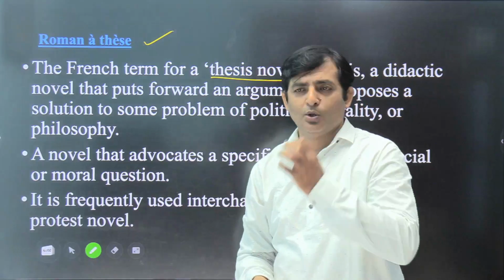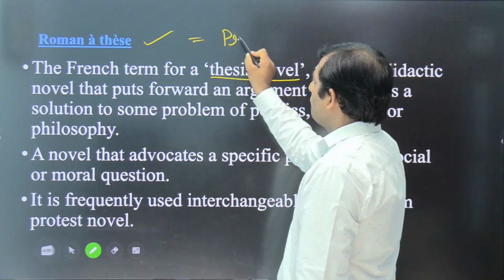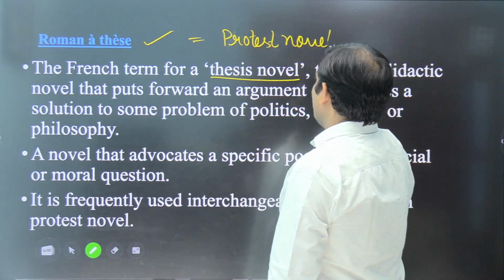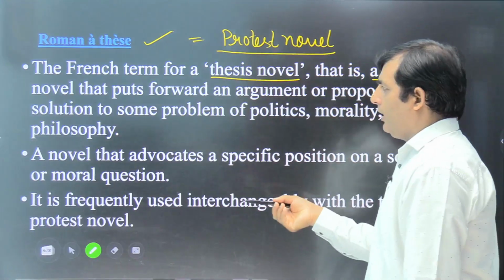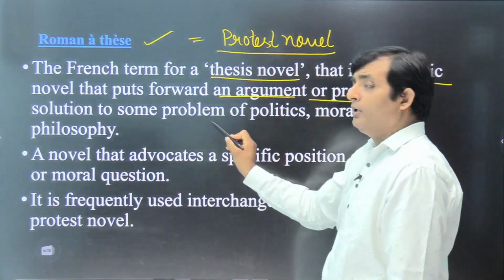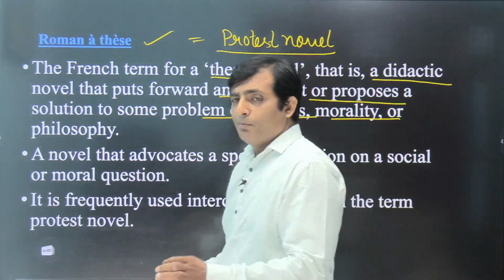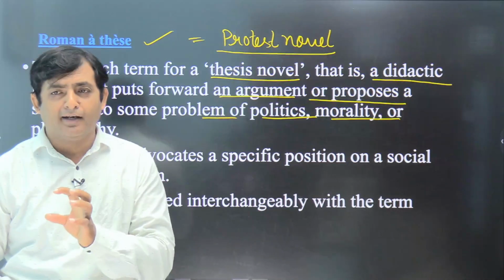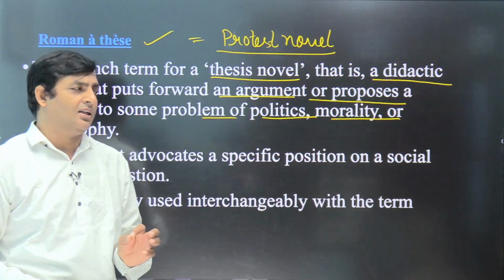Thesis means issue. Thesis means problem. And roman à thèse is also called the protest novel. It is a didactic novel that puts forward an argument or proposes a solution to some problem of politics, morality or philosophy. Problems of politics, morality or philosophy it picks, and then it suggests solutions to those problems. That is roman à thèse. Right?